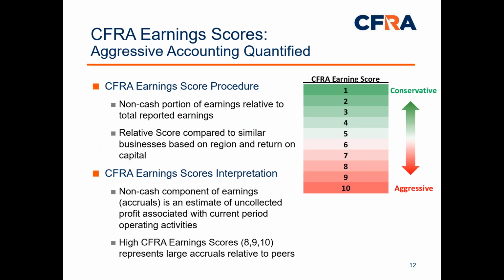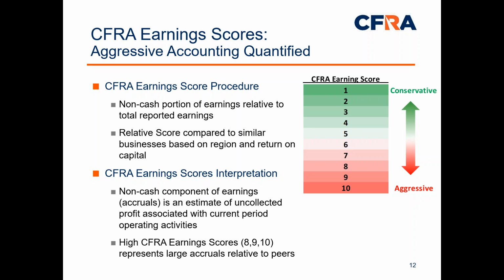So now let's transition to CFRA earnings scores and how we think that CFRA earnings scores is aggressive accounting quantified. The CFRA earnings scores procedure or methodology is where we measure the non-cash portion of earnings relative to total reported earnings. We then use a proprietary algorithm to compute a relative score where we're comparing each company relative to similar companies in the same region and a similar level of return on capital.